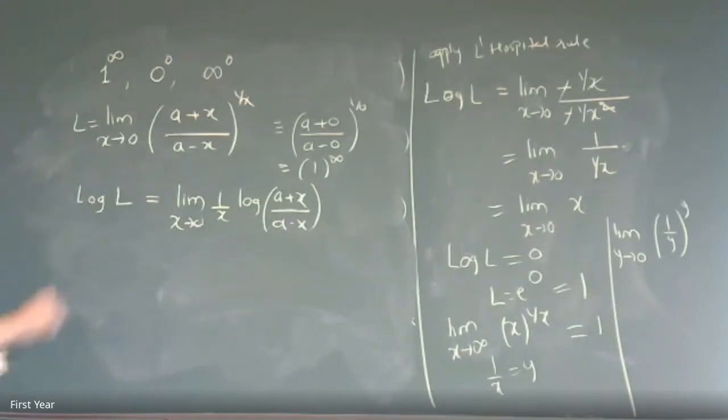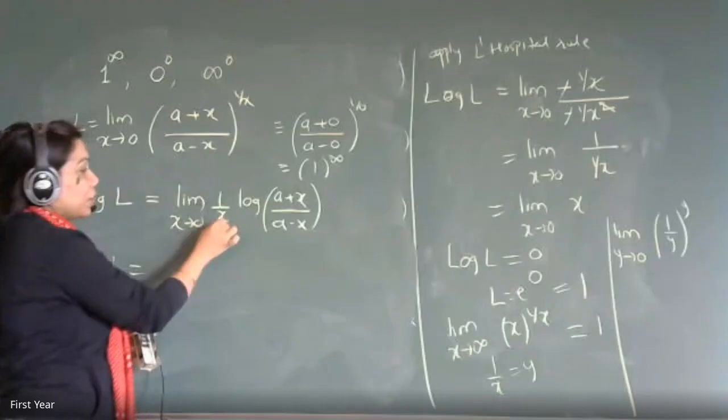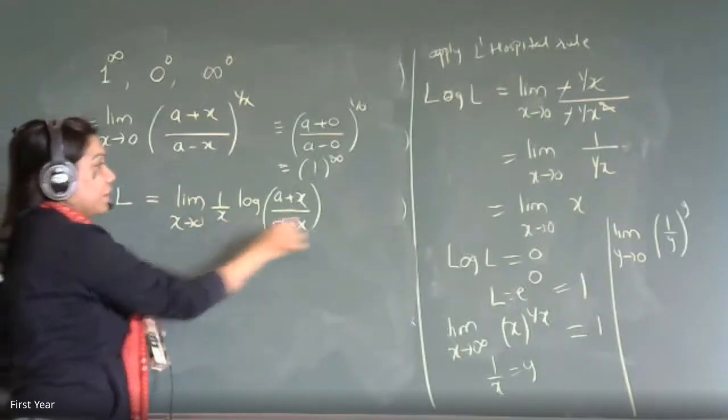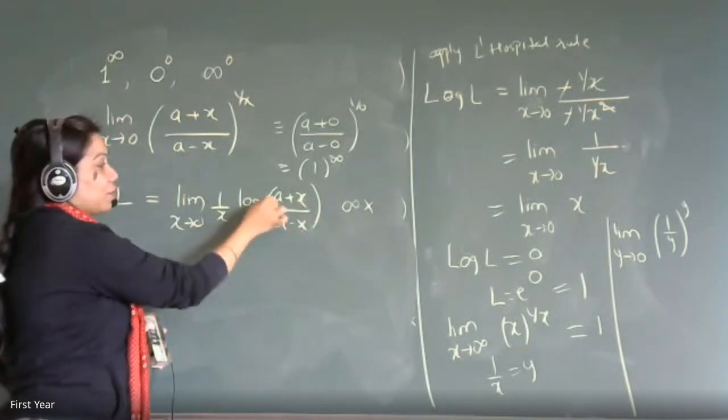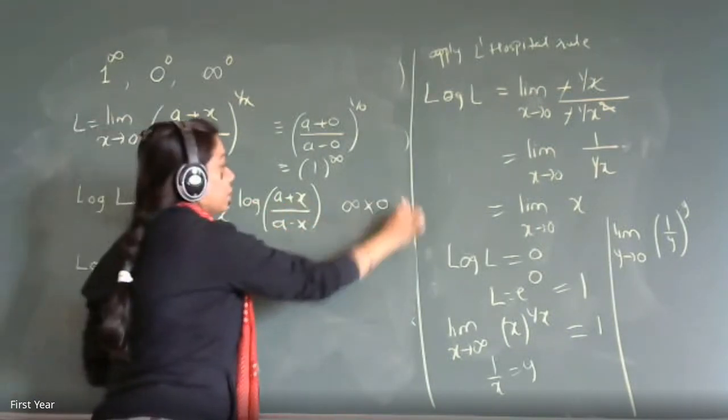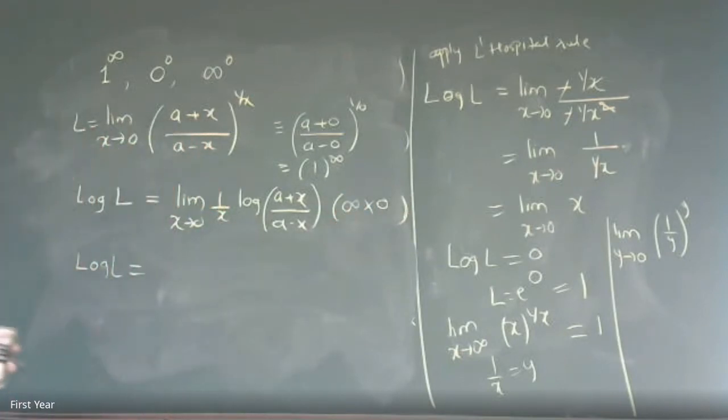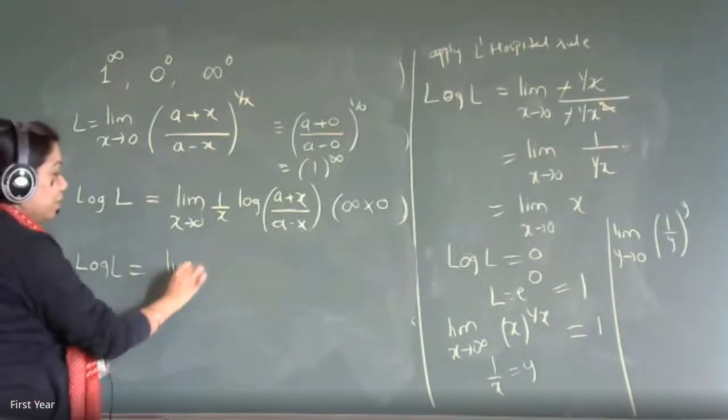Now what is the form? Infinity into 0. Very good. Because 1 by 0 is infinity, and when x is equal to 0 you get log 1, and log 1 is 0. Therefore, it is 0 into infinity. So now, please tell what's the next step there?